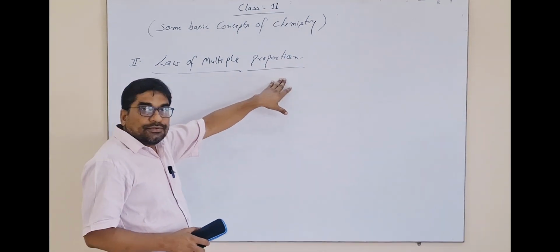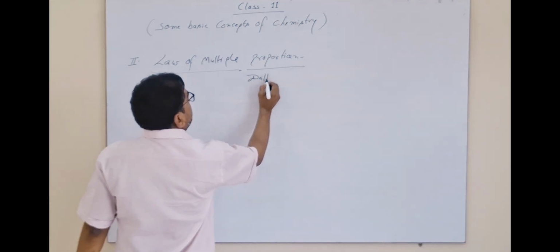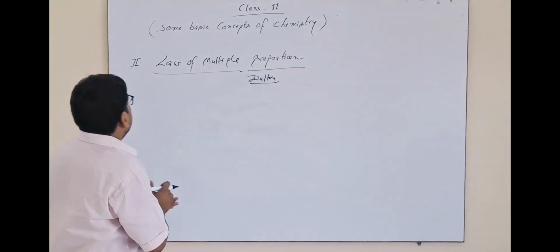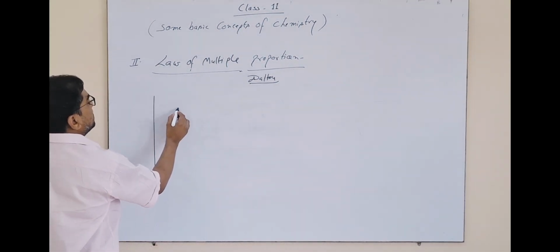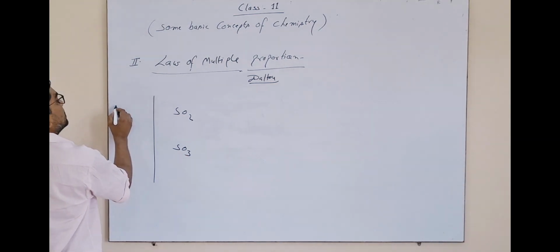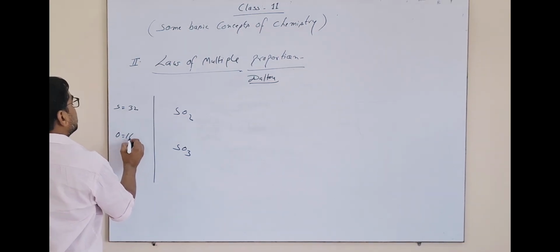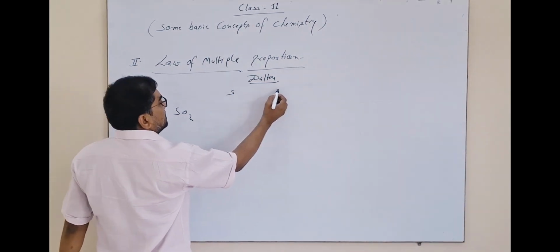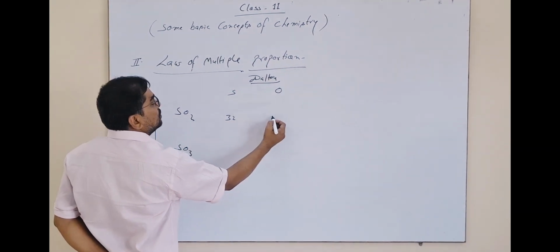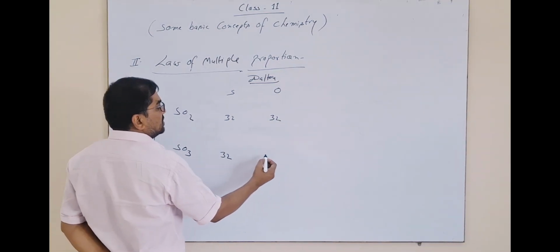Law of multiple proportion. It was proposed by Dalton. Before defining it properly, we should take two compounds as real examples under experimental justification. Since we know sulfur dioxide, sulfur has atomic mass 32 and oxygen has atomic mass 16. Putting the values here for sulfur and oxygen separately, sulfur 32 and oxygen 2 into 16 means 32. Here sulfur 32 and 3 into 16 means 48.